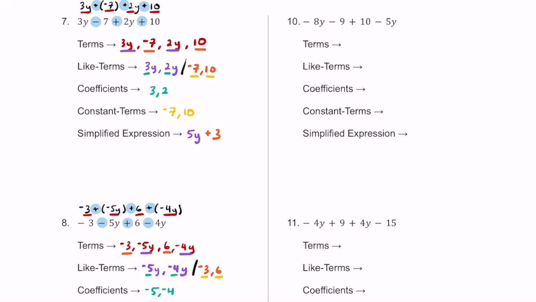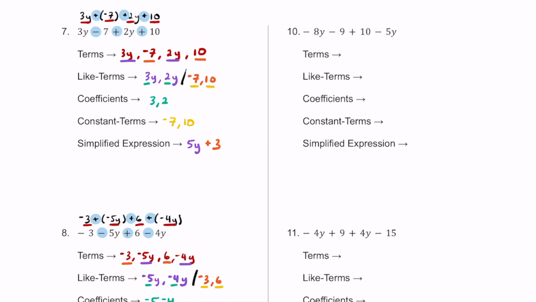Here's number 10. For number 10, we have this expression of negative 8y minus 9 plus 10 minus 5y. So we like this plus sign. However, this minus and minus, let's go ahead and rewrite those. So we have negative 8y. Instead of subtracting 9, we can write plus a negative 9. We have a plus 10, which is fine. And instead of saying minus 5y, we can say plus a negative 5y.